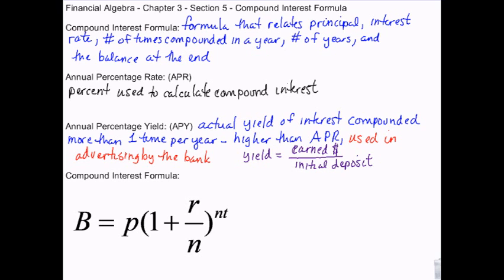When we did the simple interest formula, we had principal, rate, and time, and it gave us interest. And then we had to add that interest in to get the balance. The compound interest formula gives us the principal, the interest rate, the number of times that the compounding occurs during a year, the number of years, and then it gives us the balance at the end. It does not actually tell us the amount of interest that's earned. It tells us the balance in the account.